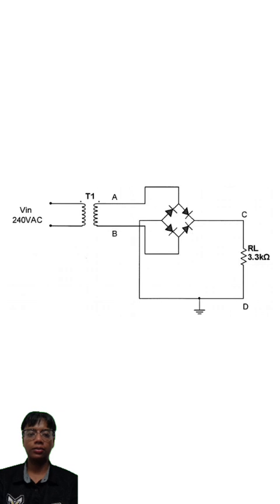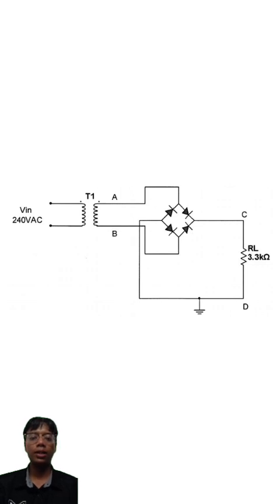Next, we have the full-wave rectifier, which is much more efficient. There are two types. One uses a center-tap transformer and two diodes. The other uses a bridge rectifier made from four diodes. The bridge rectifier is more common because it doesn't require a center-tap transformer.